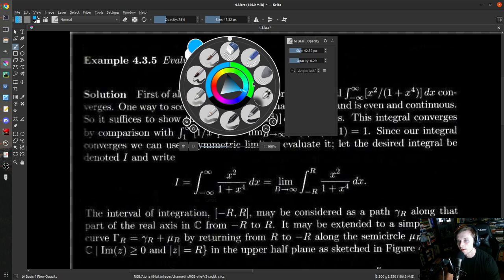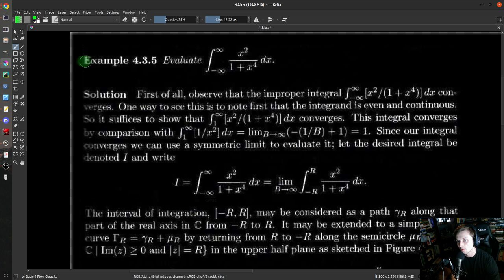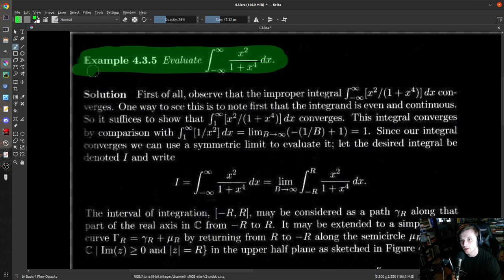Okay, example 4.3.5. We're going to evaluate the improper integral from minus infinity to infinity of x squared over 1 plus x to the fourth, that quantity, dx. So the first thing we're going to do is establish that this does indeed converge.